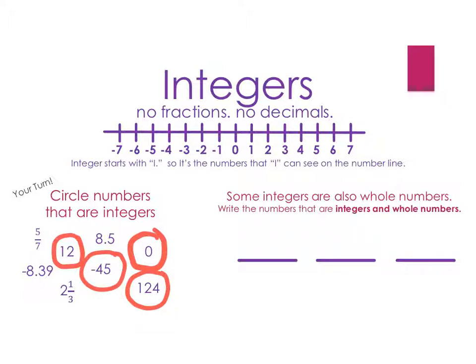Okay, I'm going to write the numbers that are integers that are also whole numbers. The first one I see is 12. 12 has no decimals, no fractions, and it's also a positive number. It's not negative, so it's a whole number. 0 is our next one. It's also a whole number, and our last one is 124. These 3 numbers are integers and whole numbers. Let's go to the next slide and talk about rational numbers now.